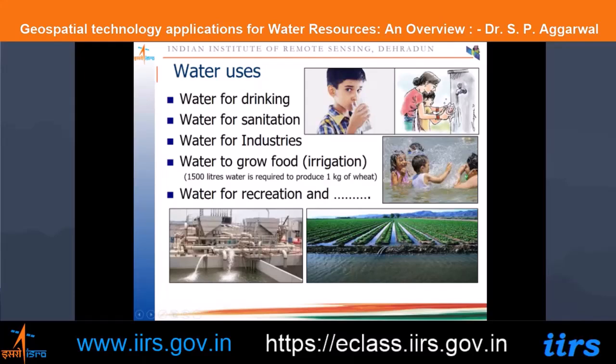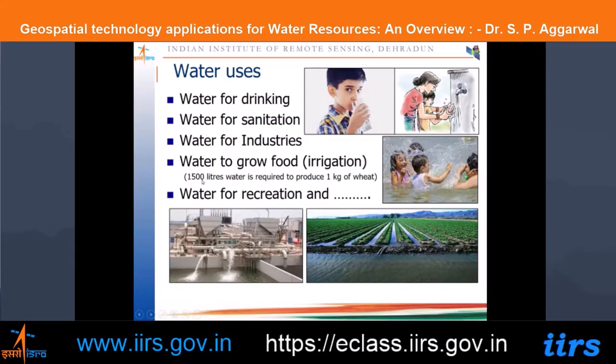This is the amount of water we consume most. In fact, you may be aware that to produce 1 kg of wheat, around 1,500 liters of water is required. So suppose you are consuming 200 grams of wheat every day, it means you are consuming 300 liters of water. So you can imagine how much water we need every day. I'm just talking about the wheat. You may be taking rice also, you may be taking vegetables also.